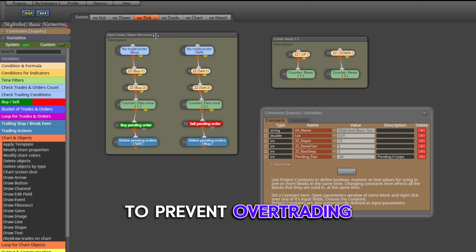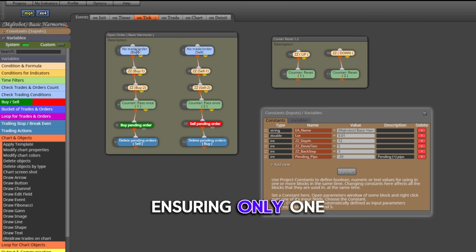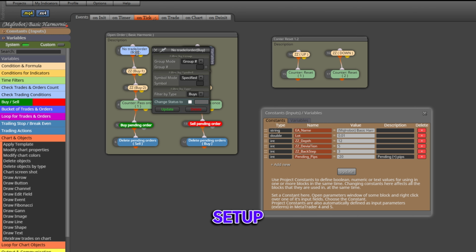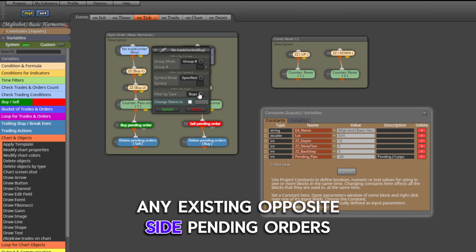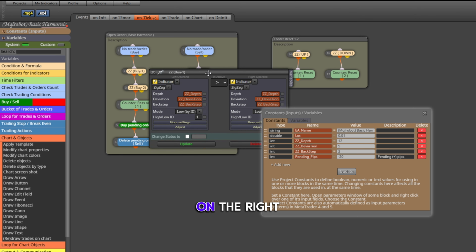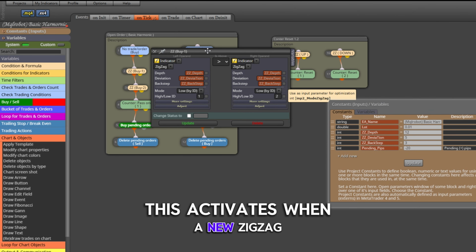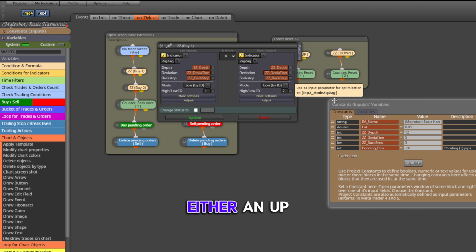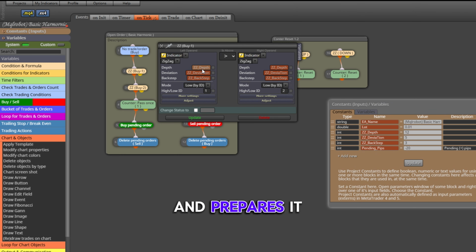To prevent overtrading, the system uses a counter pass once block, ensuring only one valid order per setup. After an order is placed, any existing opposite side pending orders are deleted. This keeps the chart clean and avoids conflicting trades. On the right, there's a counter reset mechanism. This activates when a new zigzag point appears, either an up or down leg, which resets the system's logic and prepares it for the next valid trade.